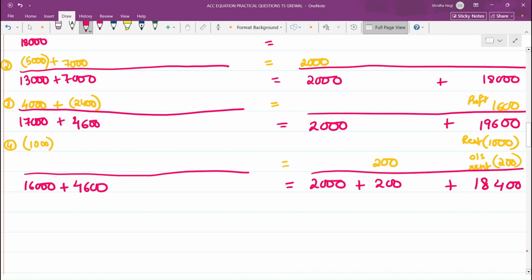400, 18,400. 19,600 minus 1,000 minus 200, 18,400. So now let's calculate, total it up. तो यहाँ पे आया आपका 600, 20,600. This is equal to now 600 to 9. So here also 20,600. So your LHS is equal to your RHS.